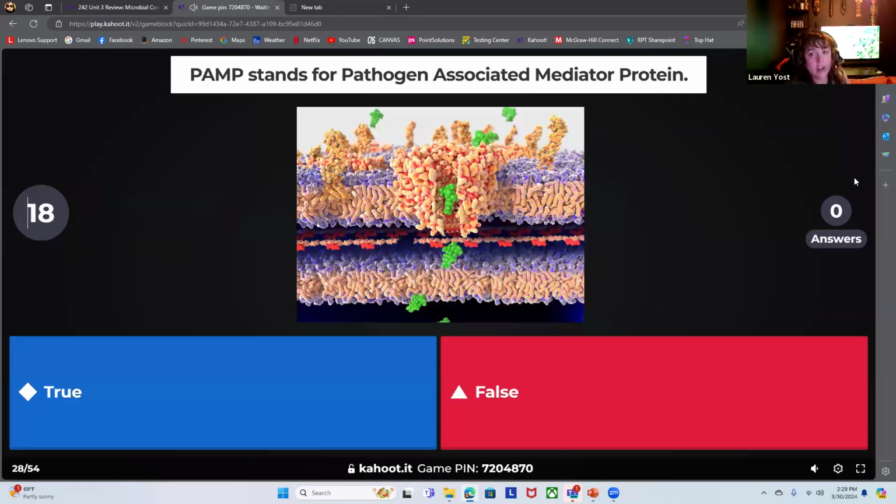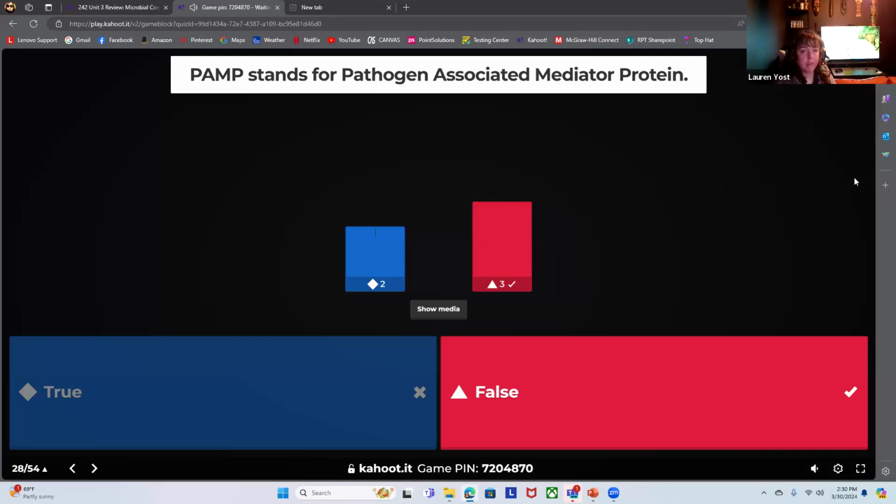PAMP stands for pathogen associated mediator protein. Is that true or false? What does PAMP stand for? Okay, so that's going to be false. PAMP is going to stand for pathogen associated molecular pattern. That is basically just saying, okay, this general molecular concept here, when I see this, that means bad guy. And it's not specific to E. coli. It's not specific to Salmonella. It is specific to bacteria, for example. So things like peptidoglycan, that is associated with bacteria. So that is a molecular pattern that our body sees as being associated with pathogens. So that's what PAMP is about.